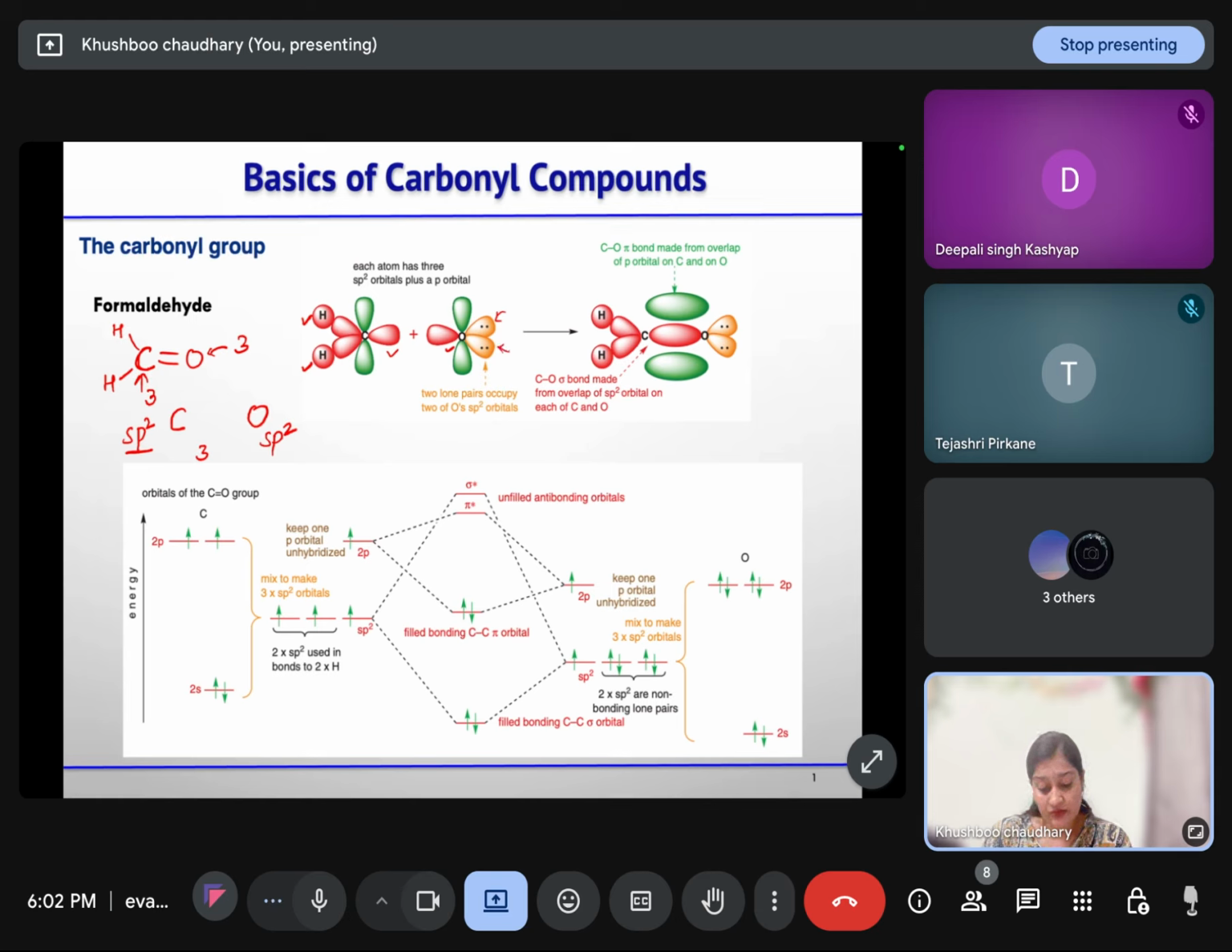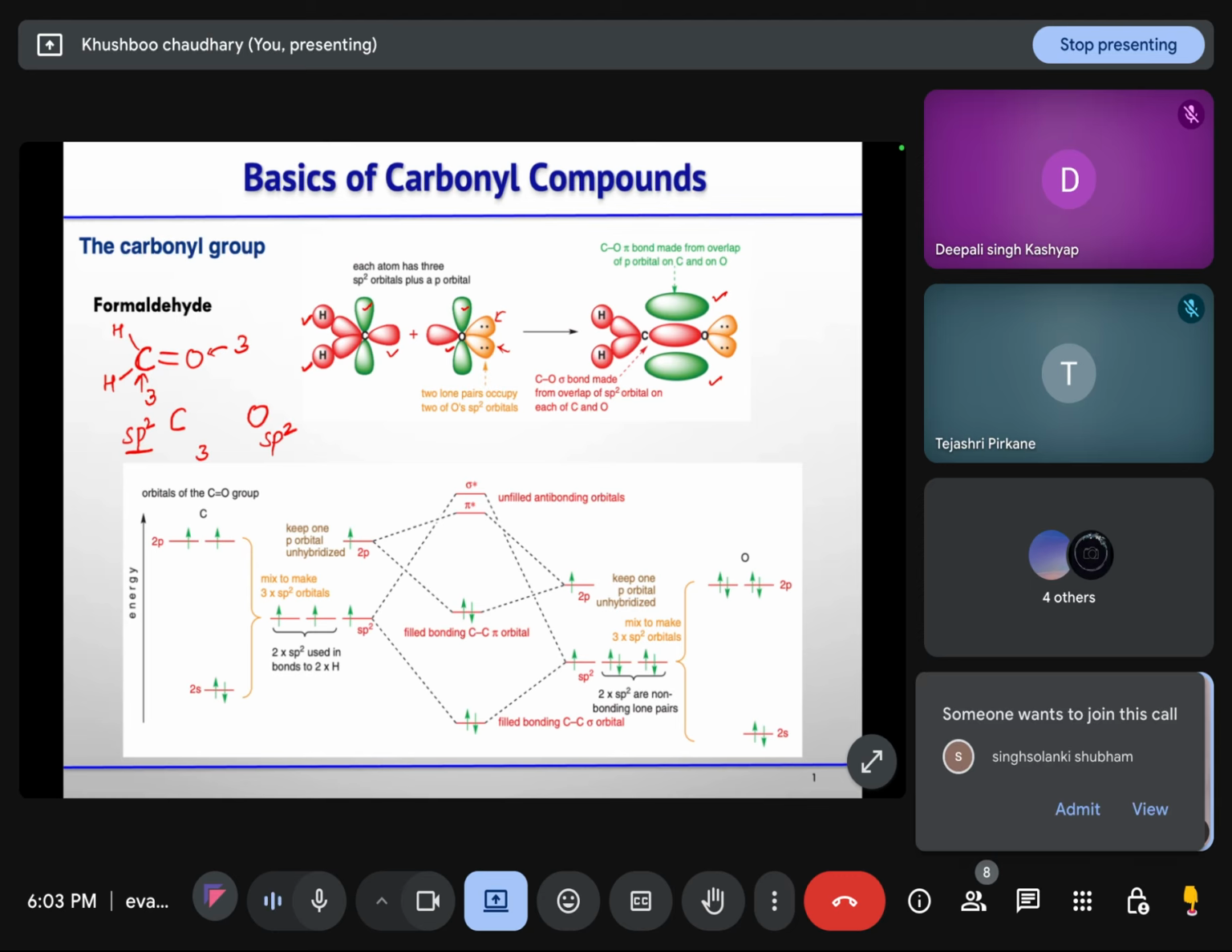Now, carbon as well as oxygen has a p orbital with one electron each. These p orbitals overlap with each other sideways to form the pi bond. So this is the structure of the carbonyl compound. Now, according to the molecular orbital diagram, how do we represent this carbonyl bond, C double bond O?